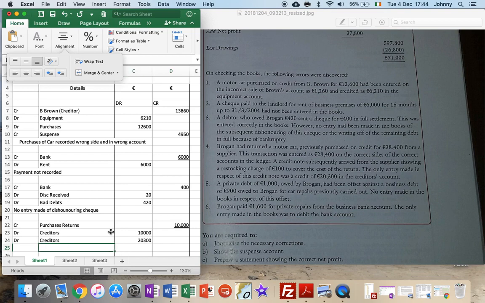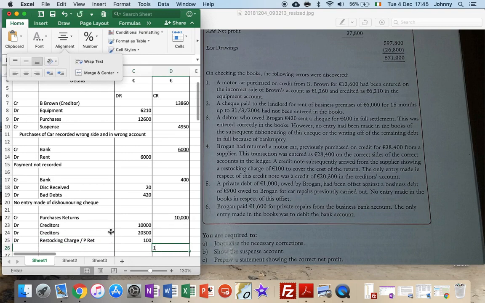And now, so that's cancelling what I did do. Now I'll do my restocking charge. Now, so that restocking charge, you could call it purchases returns as well. And that's money that I am being charged, so that's going to be a debit. So it's a bill to me. And that money, I owe that money to creditors. So I owe them more money, so that's going to be a credit entry.